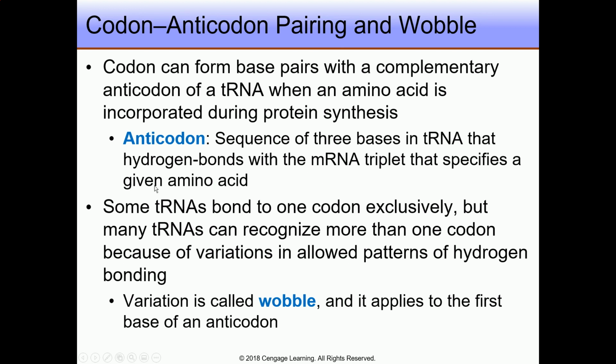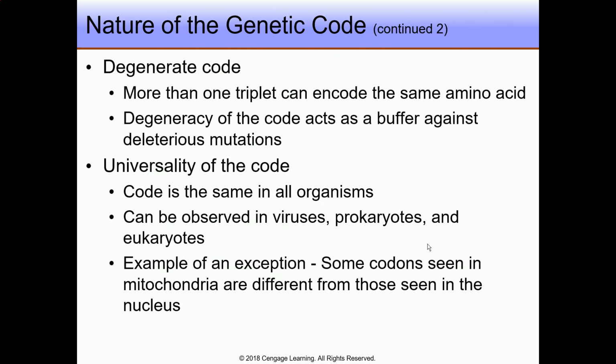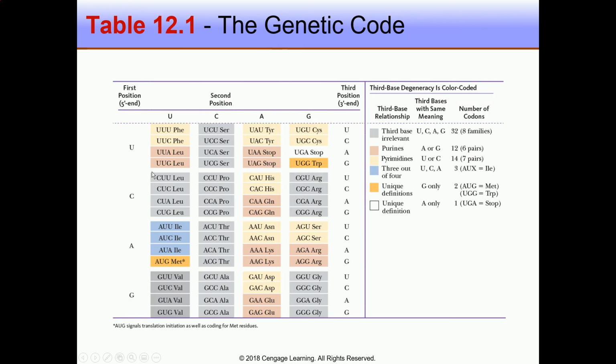Some transfer RNAs bind to one codon exclusively, but many transfer RNAs can recognize more than one codon. Now, as I said, there are some codons which can code for the same amino acid. Now, if you look here, these are the codons.